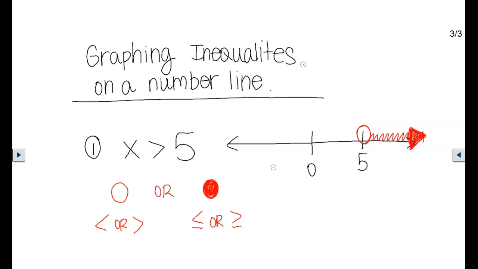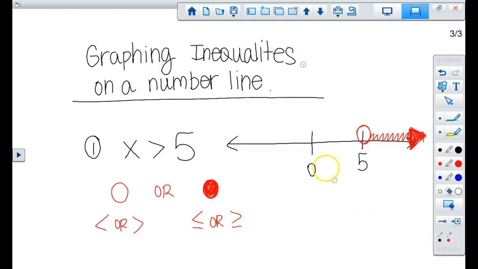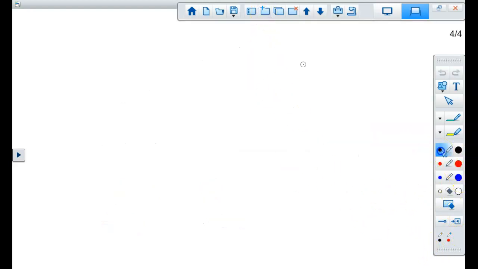So the shaded area shows the inequality because it shows you all of the things that fit, all of the things that could be your x values. So I'm sure you all remember that. All right. Let's take a look at another one.